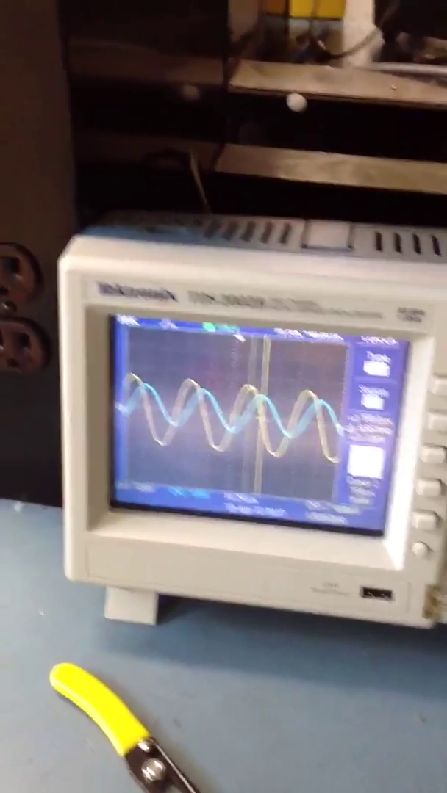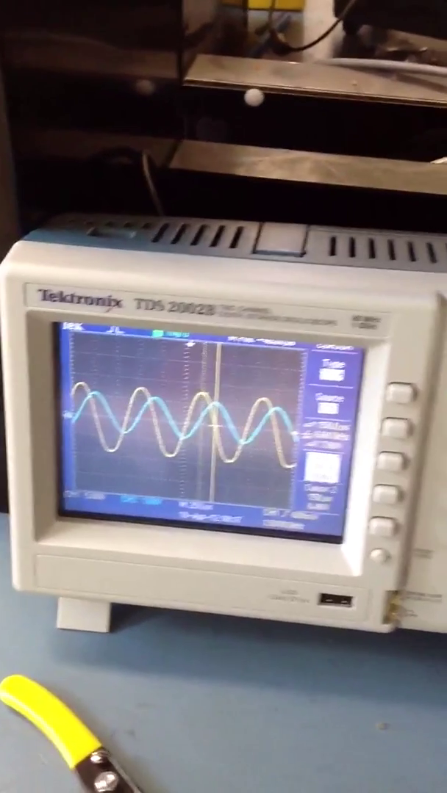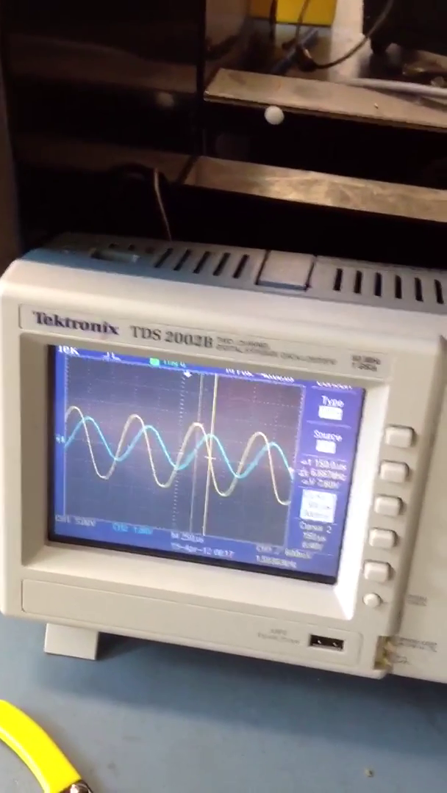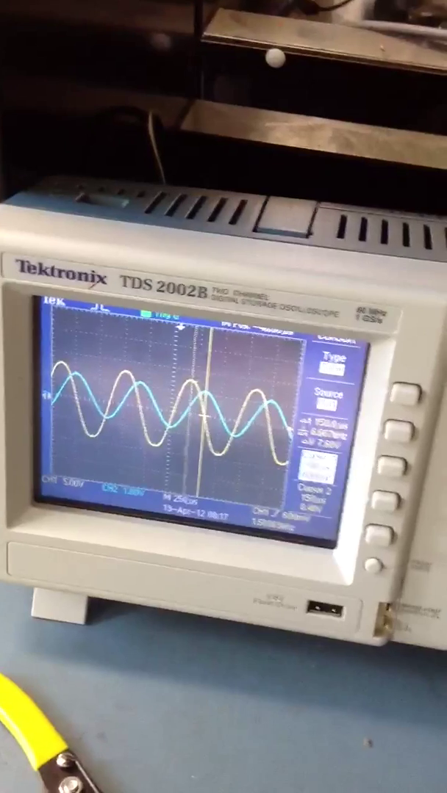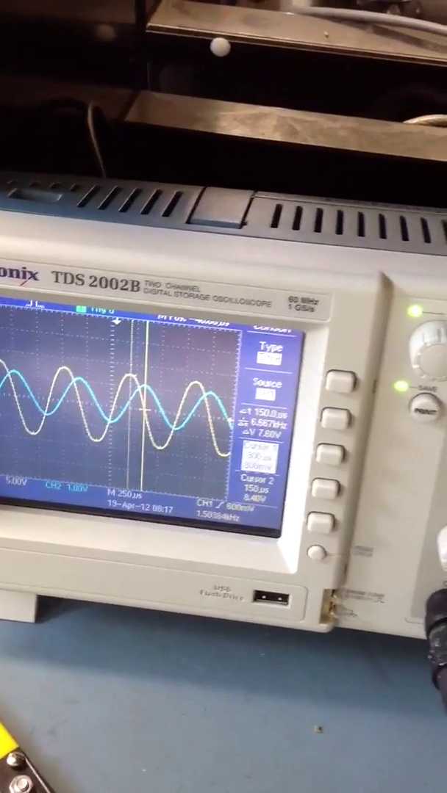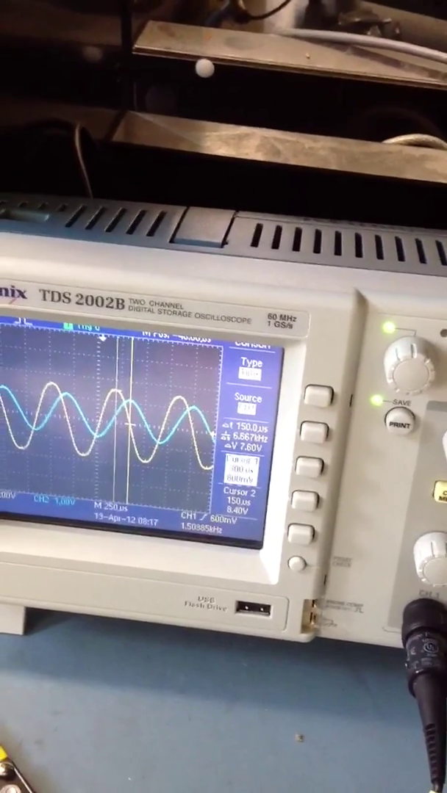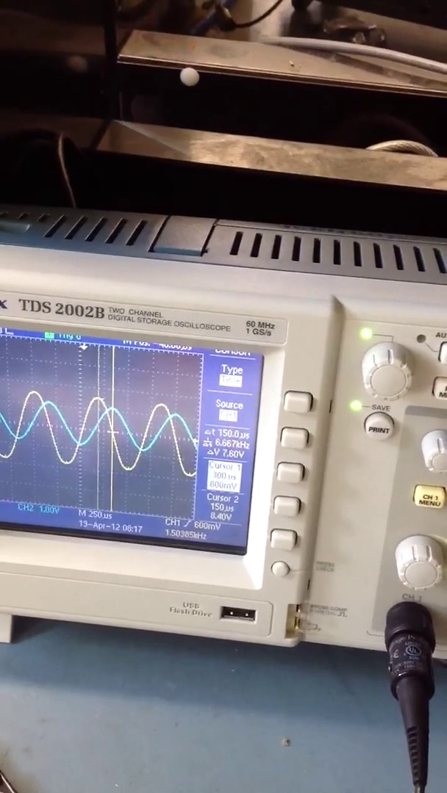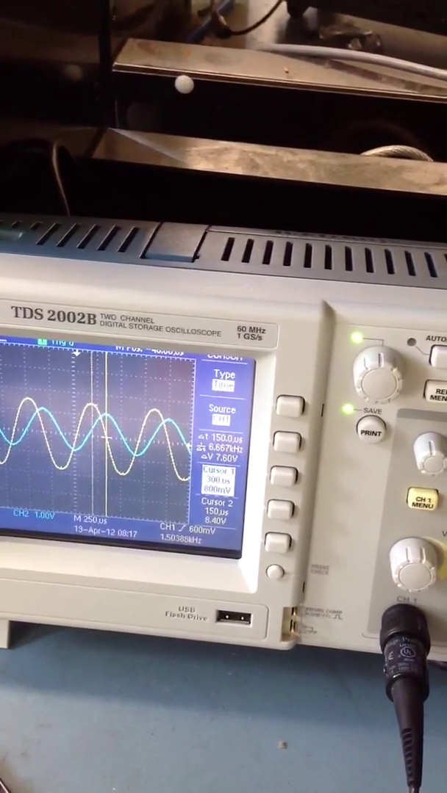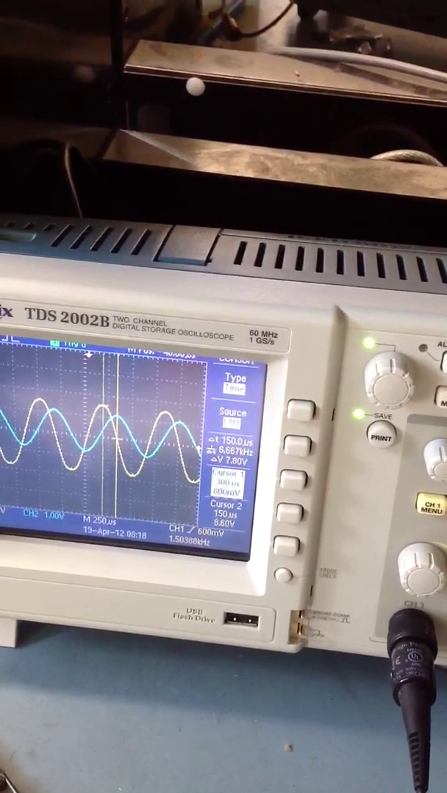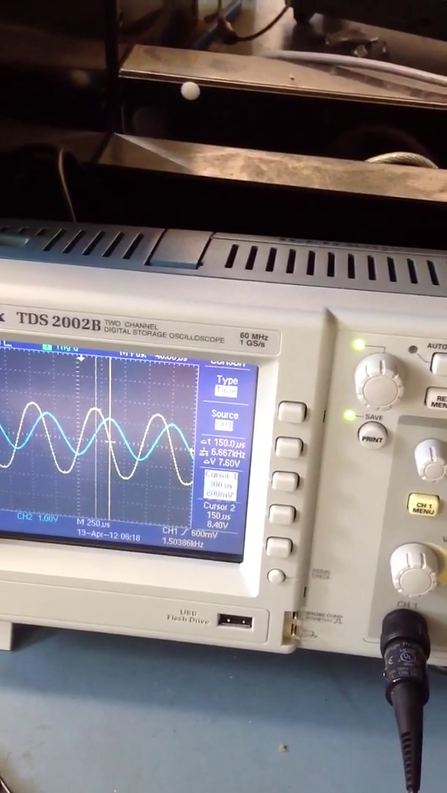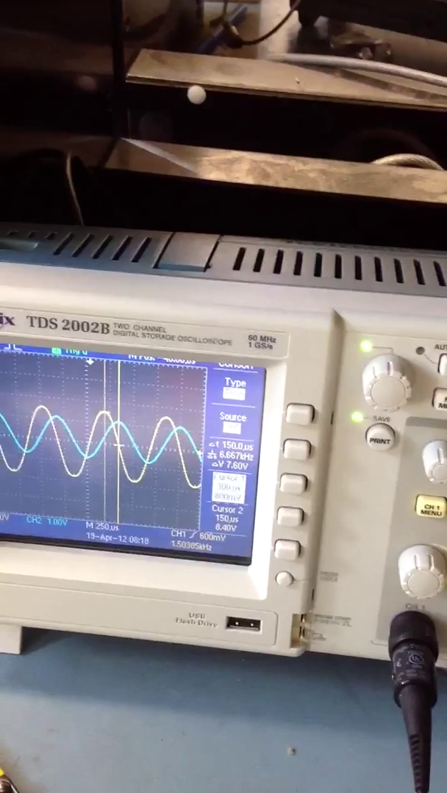And a realization with the phase changes is as the frequency of the input goes higher, the phase lag actually gets smaller. That's what I believe.